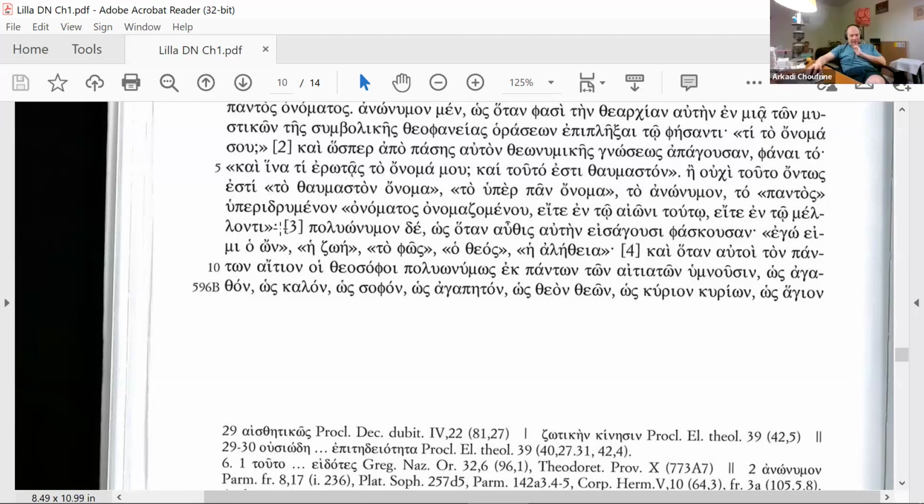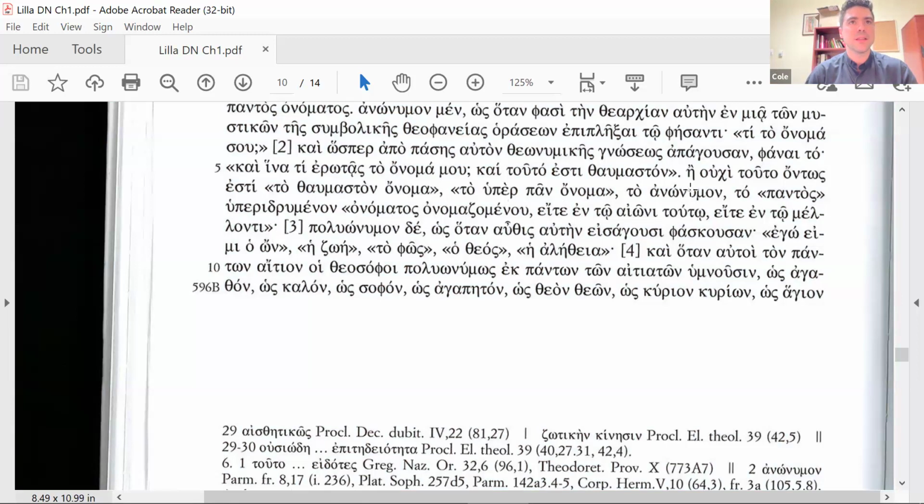Now I should tell you that there's a typo here, because I double checked the translation by Lilas, the editor, and he has a question mark here, which is correct, and there should be a semicolon, not a colon. So that's a question, basically.